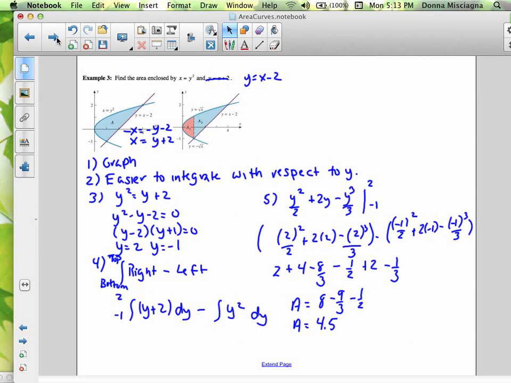If this one's in your notes, it was written incorrectly. It's y equals x minus 2. I think it says negative, I don't know what it says there, x plus 2. But that's clearly wrong. You can see that from the graph. It's supposed to be y equals x minus 2. All right, so we have our graph there. We're going to integrate with respect to y.